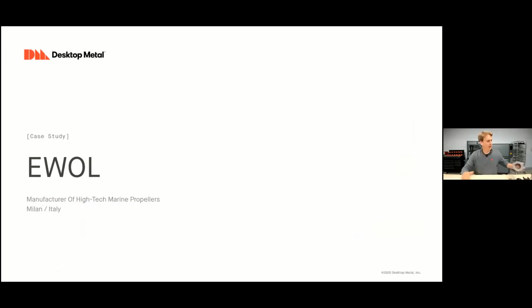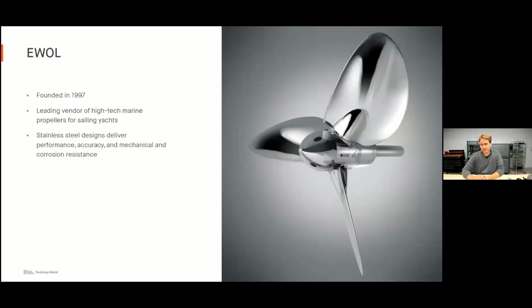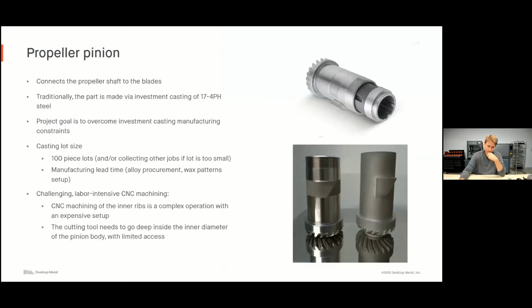Ewald is a manufacturer of high-tech marine propellers located in Italy, founded in 1997, a leading vendor of these propellers. They use a wide variety of different stainless steels for performance, accuracy, mechanical, and corrosion resistance. So they were happy to see that Desktop Metal had all these stainless steels they are already familiar with working with. One of the parts we're going to talk about today is this propeller pinion. This part is used to connect the propeller shaft to the blades, and was traditionally made with investment casting out of 17-4 stainless steel.